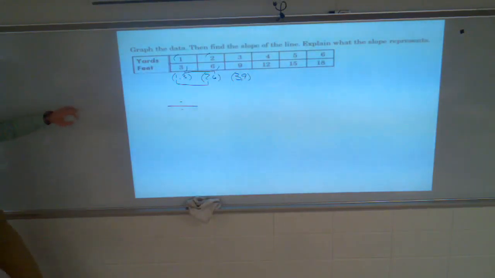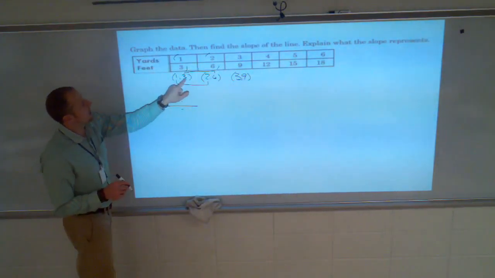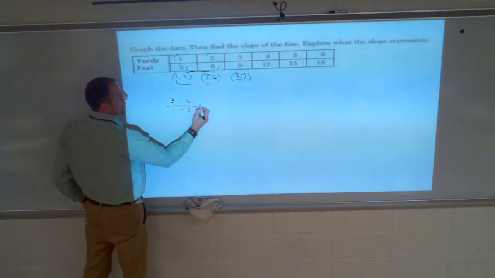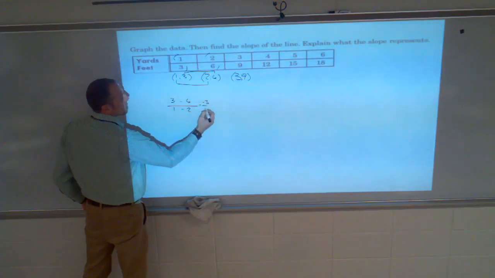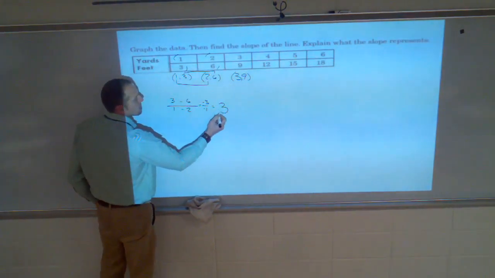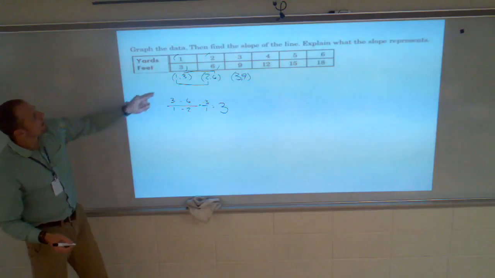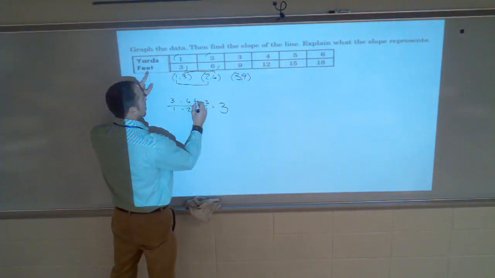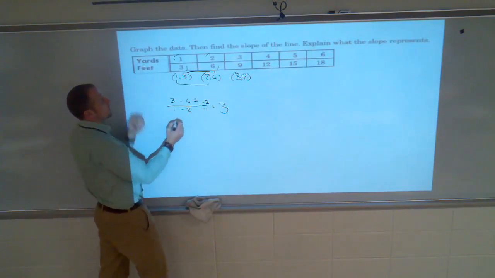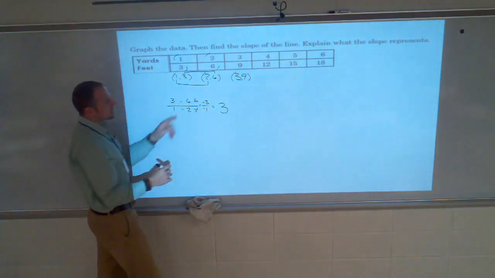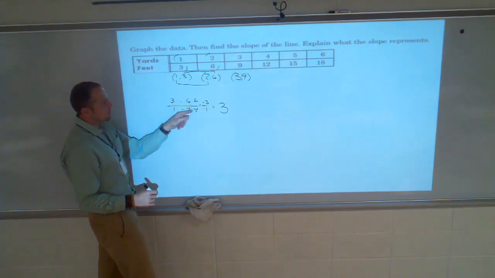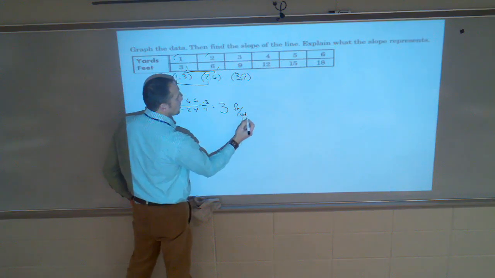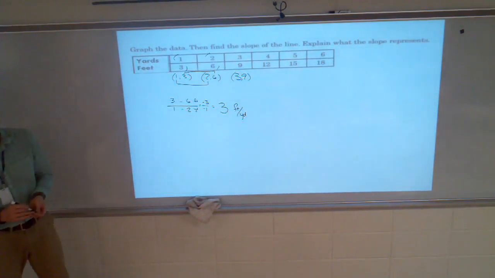Okay, now, here's what I've got. I've got 3 minus 6. I've got 1 minus 2. This will be negative 3 over negative 1, which is a positive 3. Now, my 3 and 6 were feet. My 1 and 2 were yards. So here's my unit. Feet per yard. 3 feet per yard.